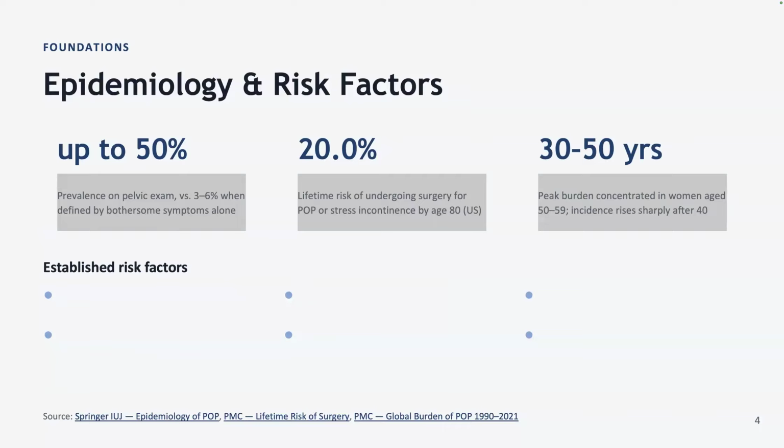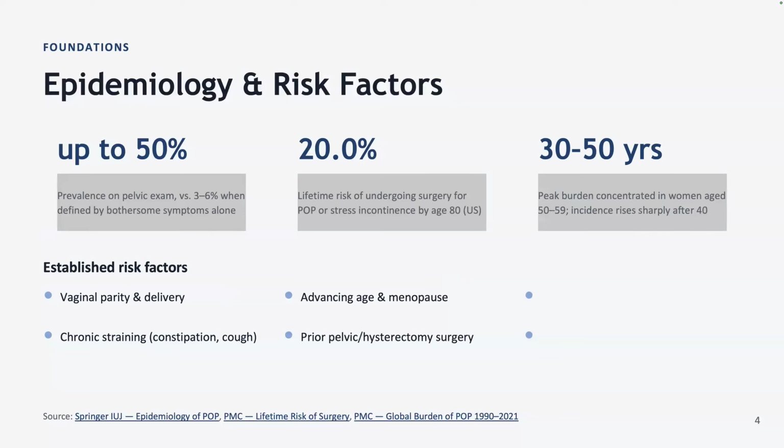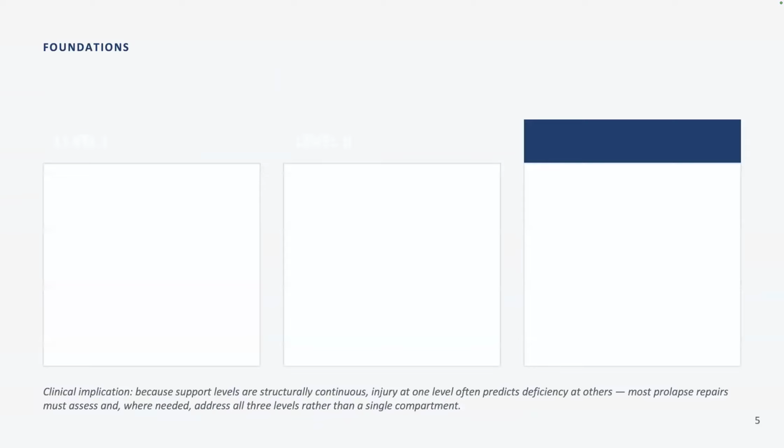Now, these are the established risk factors. First is vaginal parity and delivery. Chronic straining, maybe constipation, cough, advancing age, and menopause. Any prior pelvic surgery or hysterectomy leading to vault prolapse, obesity, elevated BMI, and connective tissue weakness.